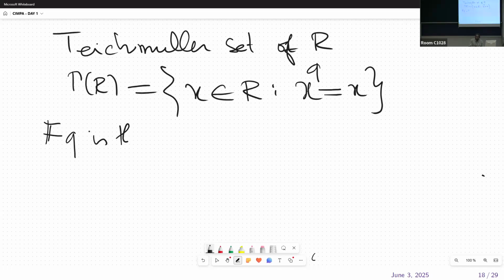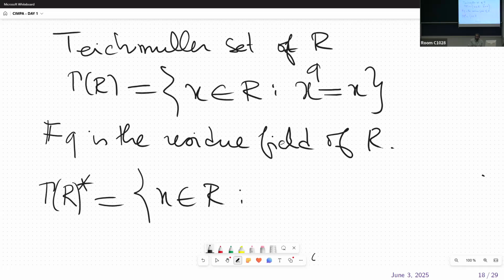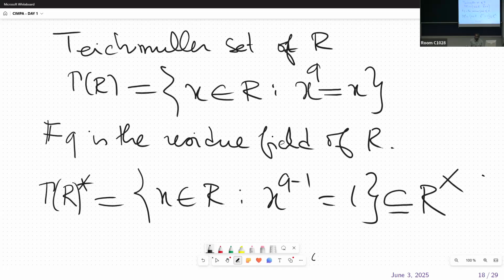Here Fq is the residue field of R. This is the Teichmuller set. When we remove 0, we obtain a subset of units of R. We prove that this subset is a subgroup of the group of units of R, and this group is cyclic, isomorphic to this group. This is important.